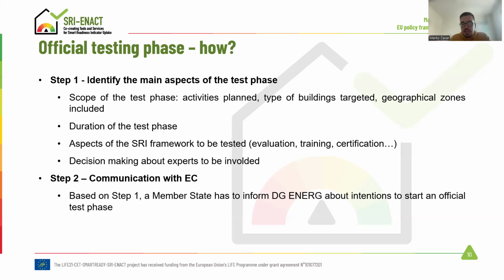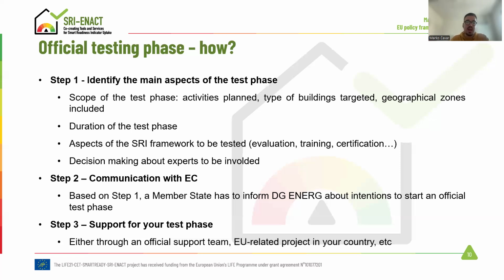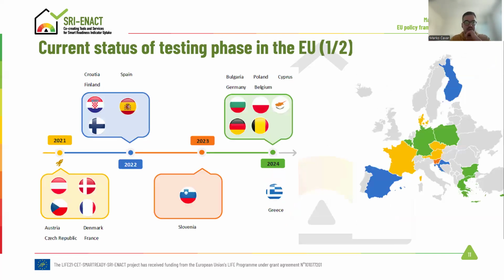Step 2 is to communicate that with the European Commission. So once you have decided everything in step 1, you need to inform DG Energy about your intentions, and then you actually support your test phase either through EU-related projects such as this one, SRI-ENACT, or through the official support team. To finalize, there are a few slides about the current status, but our partners will give you more information.